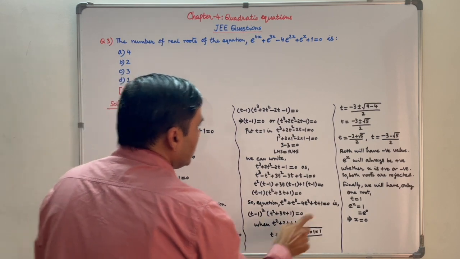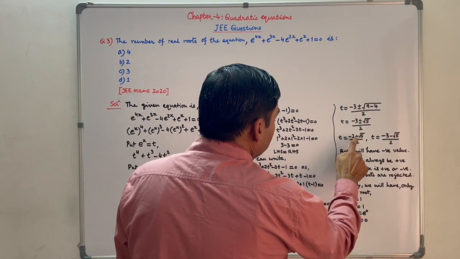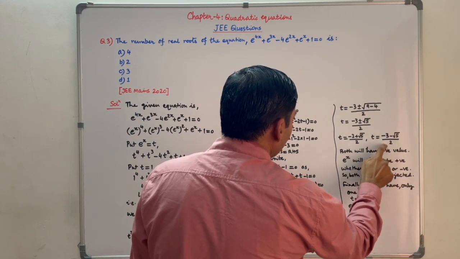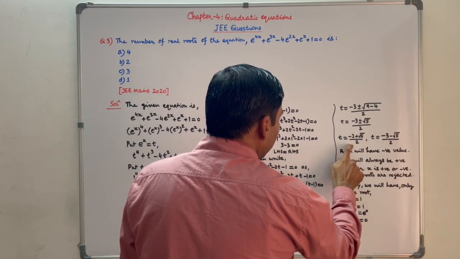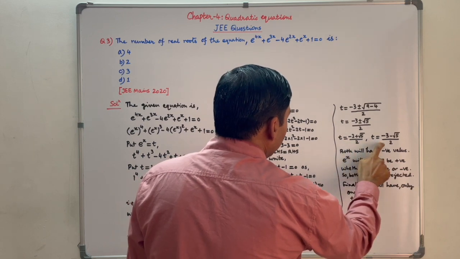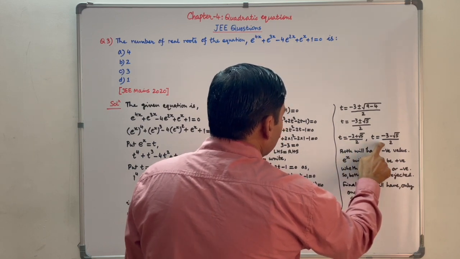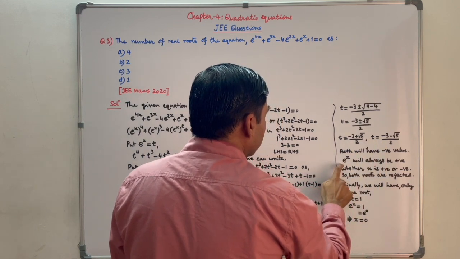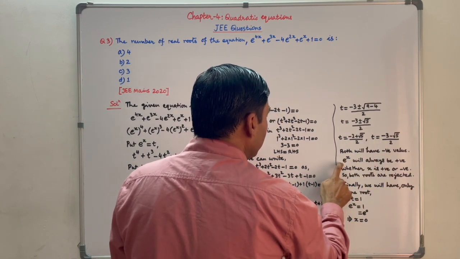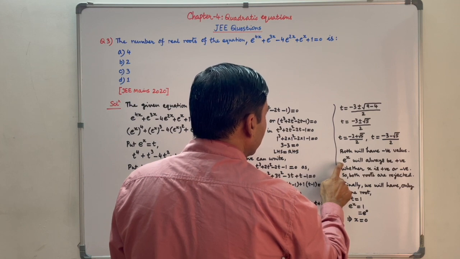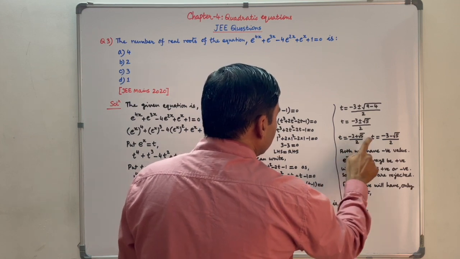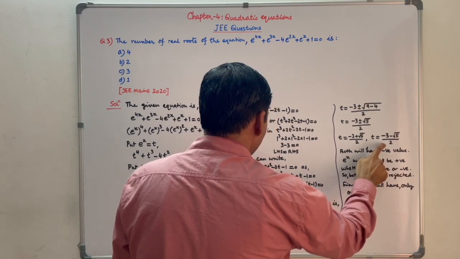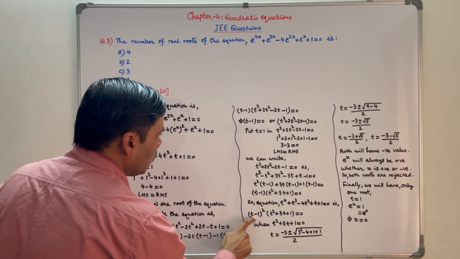So the roots will be t is equal to minus 3 plus root 5 by 2 and minus 3 minus root 5 by 2. Value of t will be negative here and value of t will be negative here as well. So both roots are negative. T is equal to e to power x and e to power x will always be positive whether x is positive or negative. So both the roots being negative will be rejected. So finally we have got only one root and that is t is equal to 1.